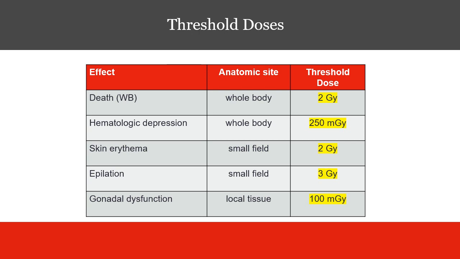Now, if you just look at a small field, just collimate it down, skin erythema can occur at 2 gray. Epilation, which is loss of hair, can occur with 3 gray, and gonadal dysfunction, irradiated just to the gonads, can occur at 100 milligray. In males, it'd be a loss of sperm count, and with females, it'd be a decrease in menstruation or loss of menstruation.